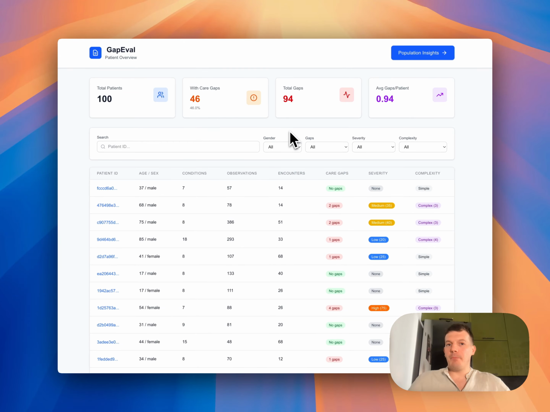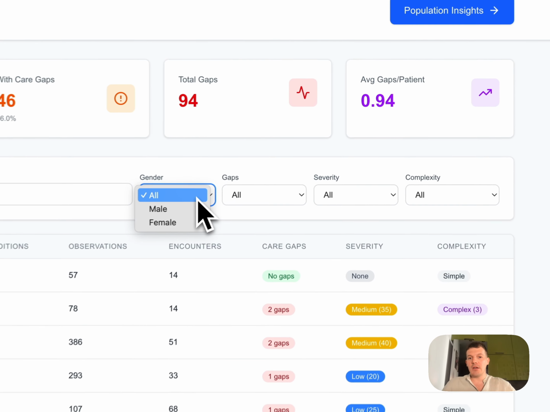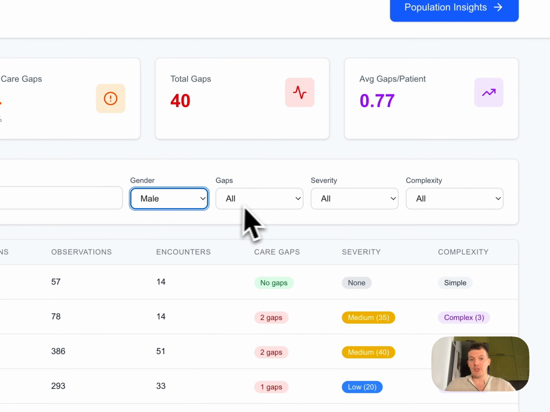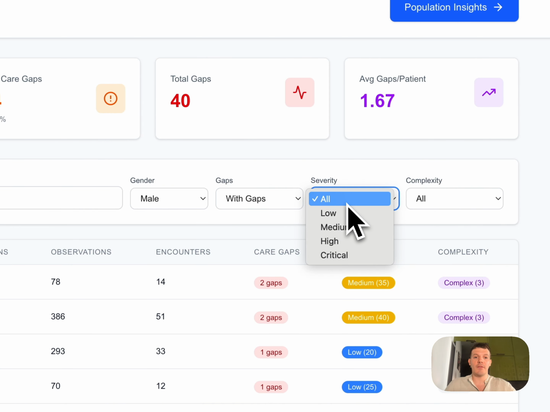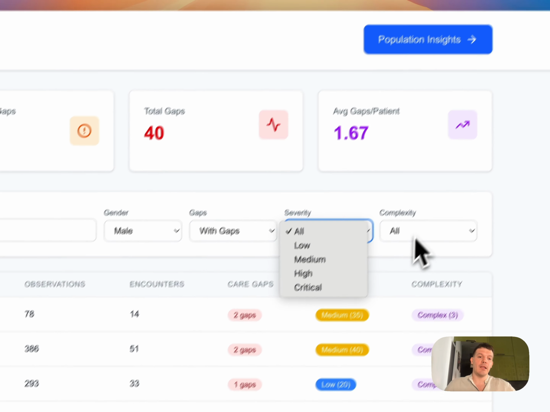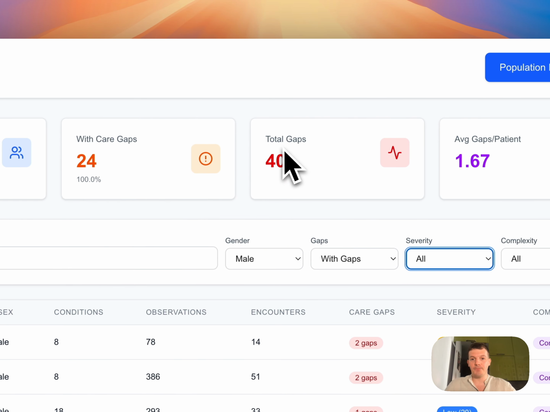After the patients' processing, you can see how many conditions, observations, and encounters each patient has, as well as if they have care gaps, what is the severity of those gaps, and what is the complexity. You can filter by gender, by whether they have gaps or not, by severity level, and by complexity.